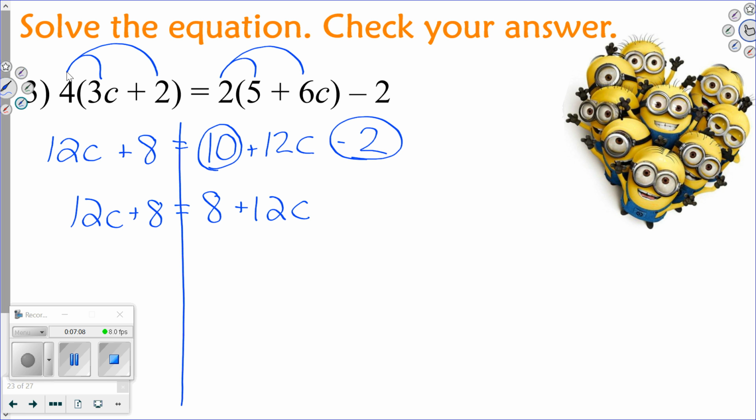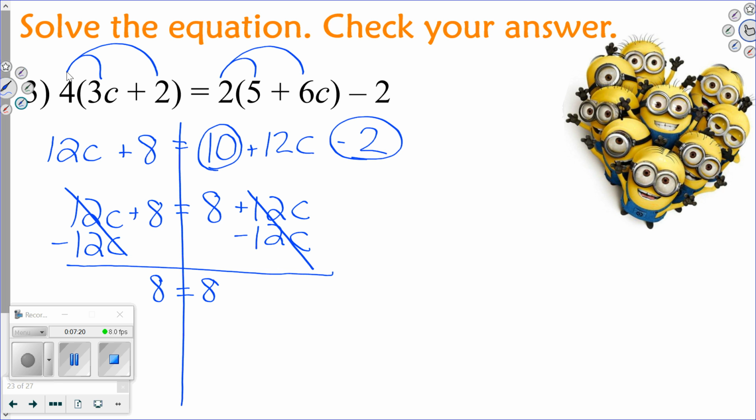Okay. So I distributed, collect like terms. Let's move our c's to one side. So I'll subtract 12c. Those cancel. I get 8 equals 8. What's that mean? All real. No matter what I plug in, it's going to work. Aren't they nice?